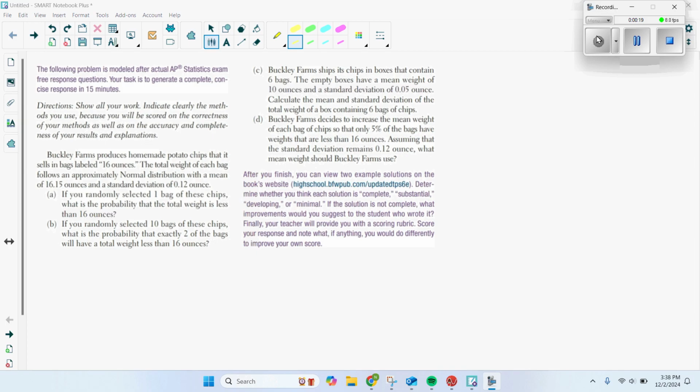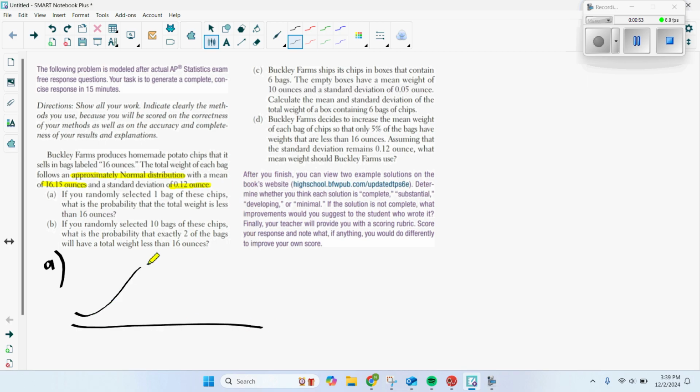The total weight of each bag follows an approximately normal distribution, with a mean of 16.15 ounces and a standard deviation of 0.12 ounce. All right, so I've highlighted some important information as we were reading. If you randomly select one bag of these chips, what's the probability that the total weight is less than 16 ounces? So starting with A, this is actually just your typical normal curve situation.